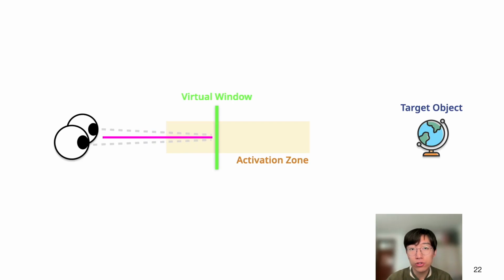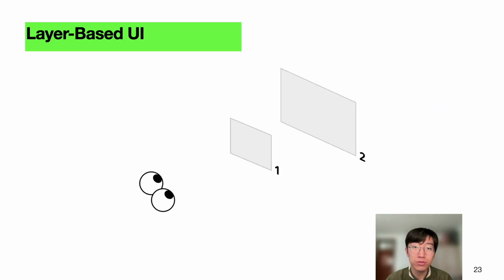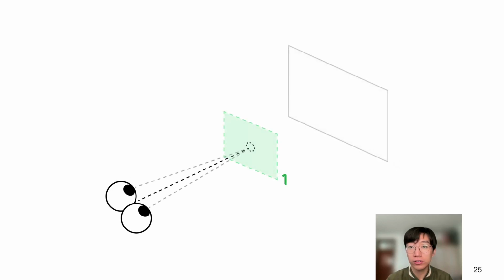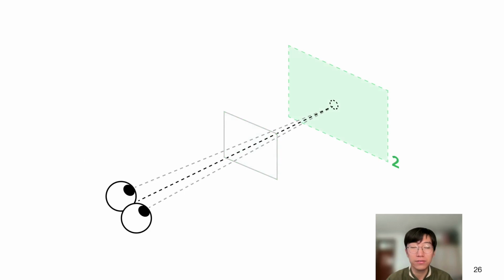We also find the virtual window and the target object are placed at two different distances. Here we call it layer-based UI. The first layer is closer and the second layer is further. Users can look at the first layer or look through it to see the second layer.